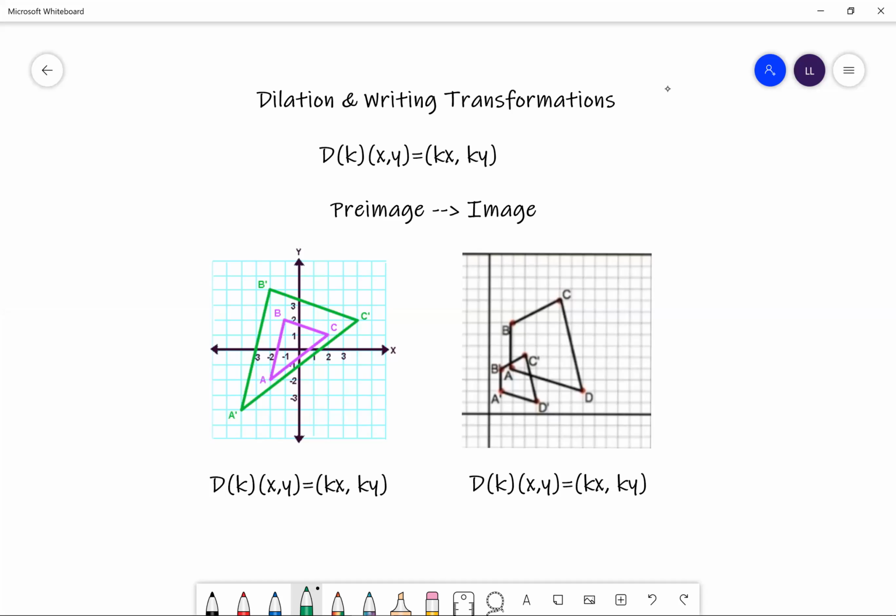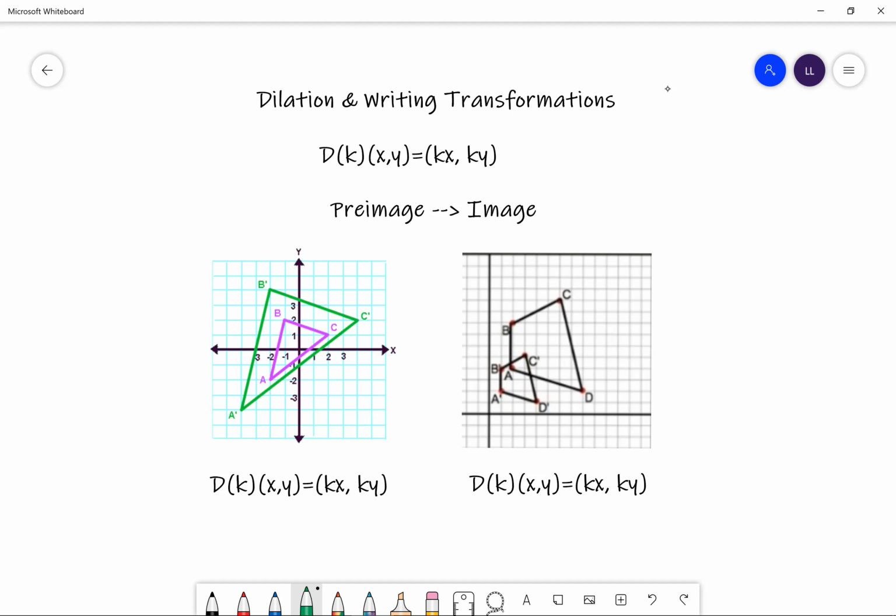Hi, everybody. In this video, we're going to go over dilations and writing transformations. So here we have the transformation rule for dilation. This is the second type of transformation that we learned about. The first one that we did was translation, and this is the second one, dilation.